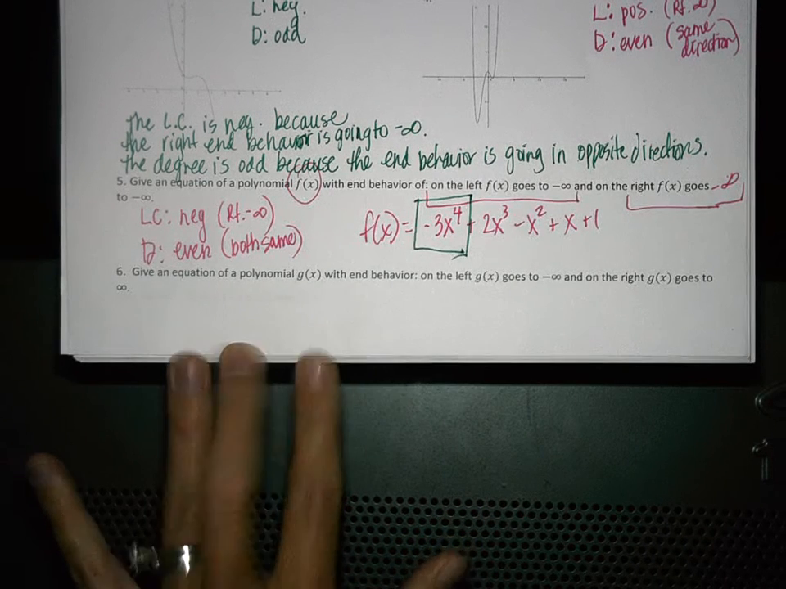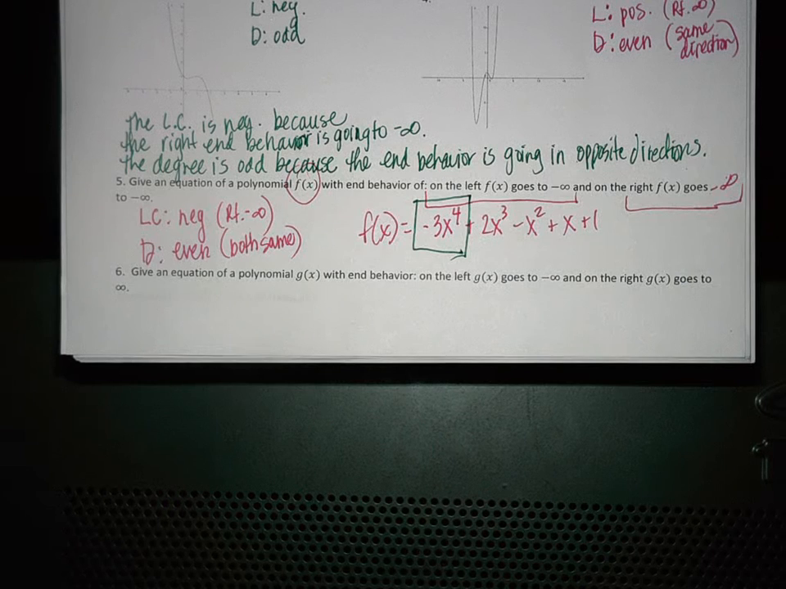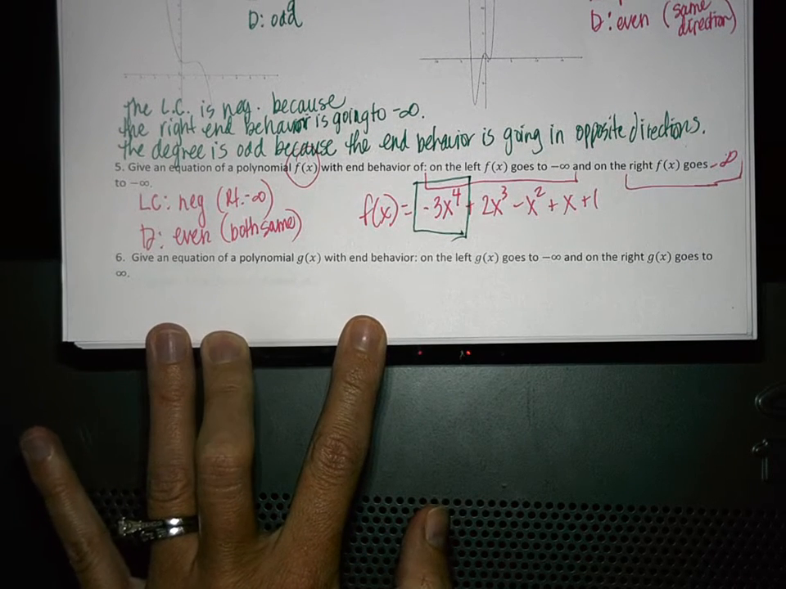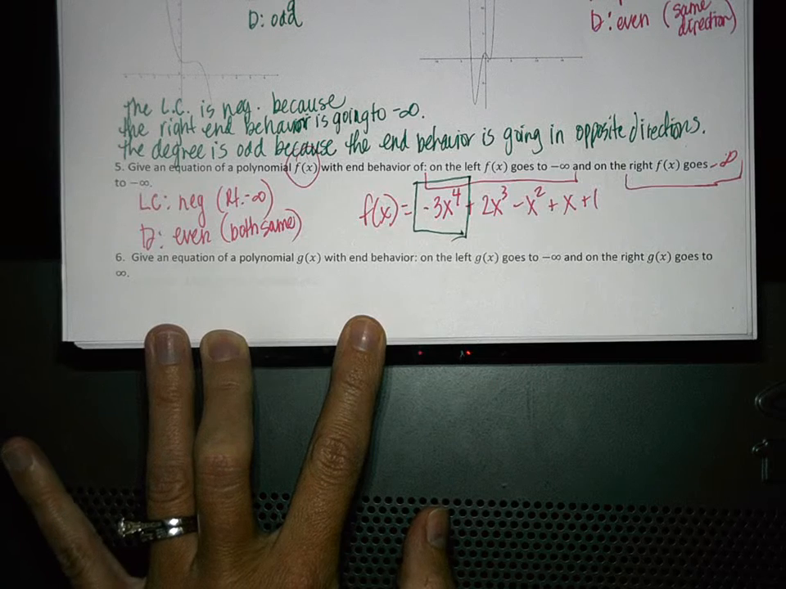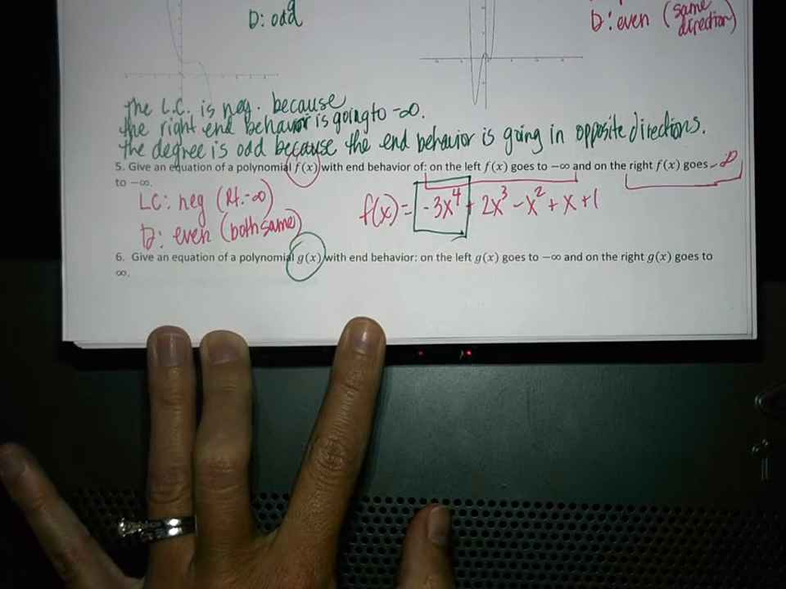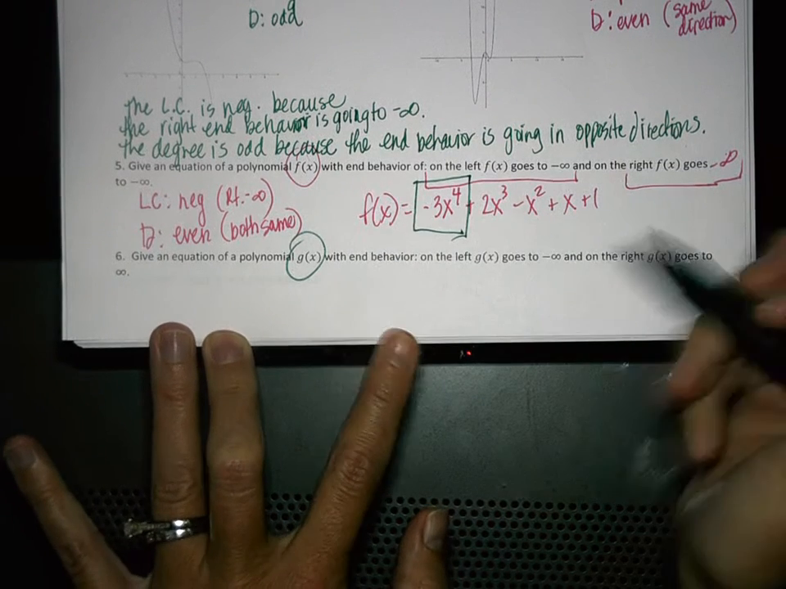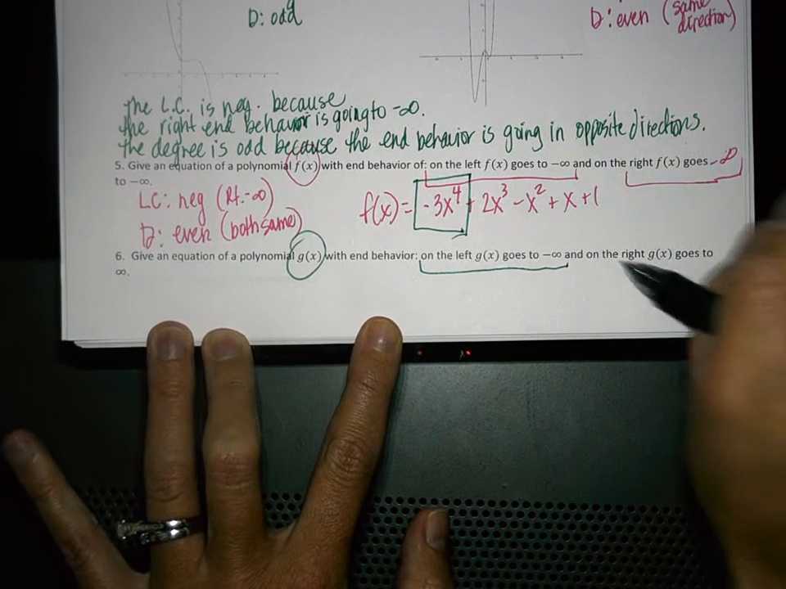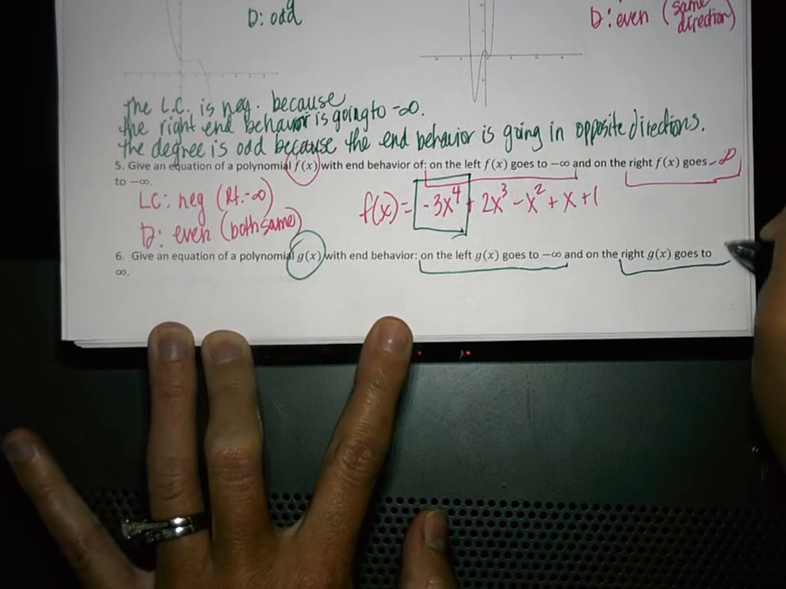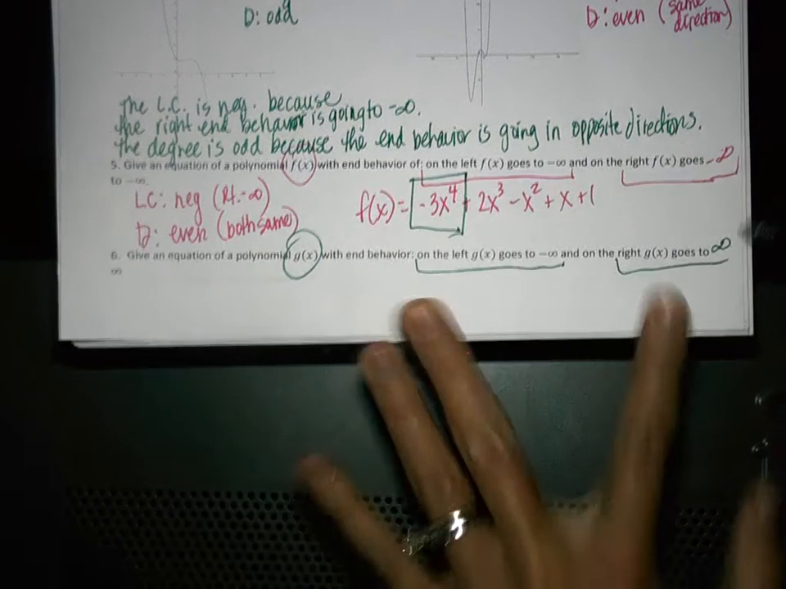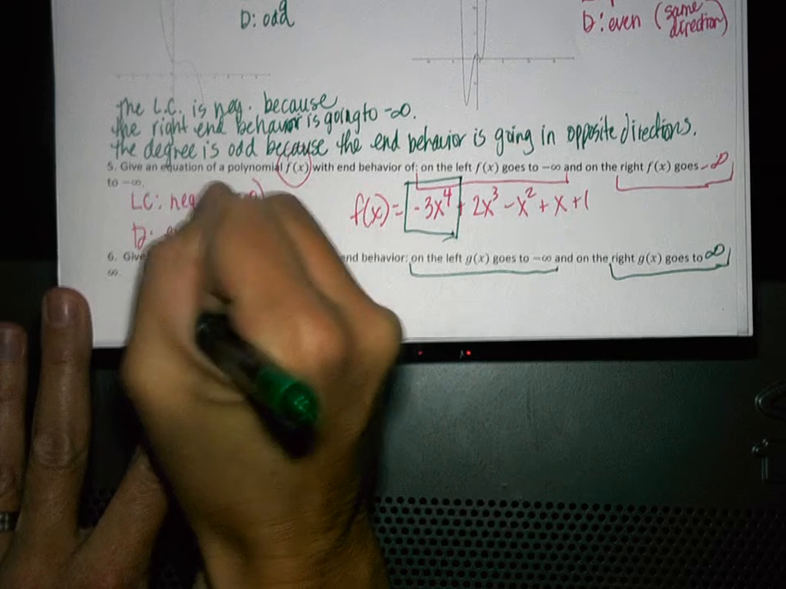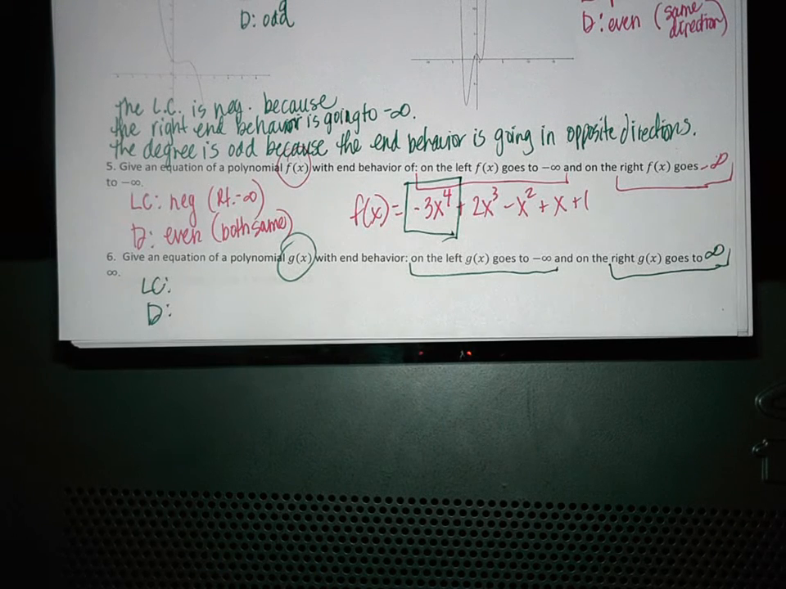Okay, so number 6. Give an equation for g of x this time. So when we're writing our equation, we're going to write g of x with end behavior on the left side going to negative infinity, and on the right side it's going to positive infinity. And I just want it right there on the same spot. So you need to figure out what your leading coefficient is and what your degree is. I'm going to give you a chance to try this on your own.